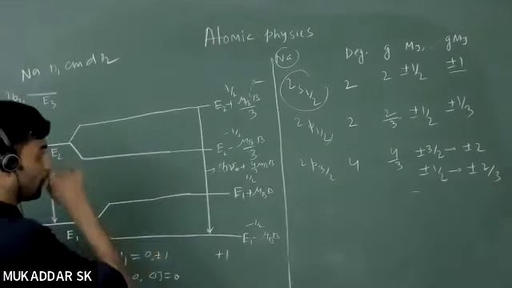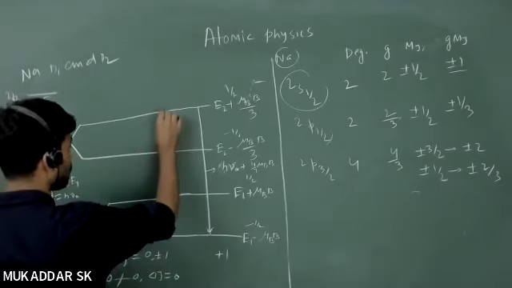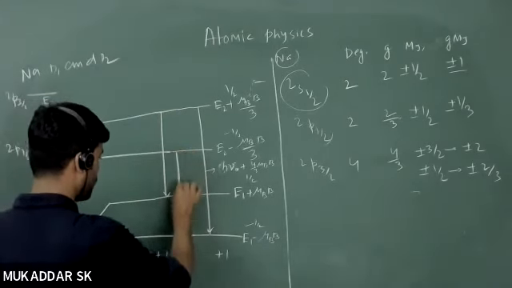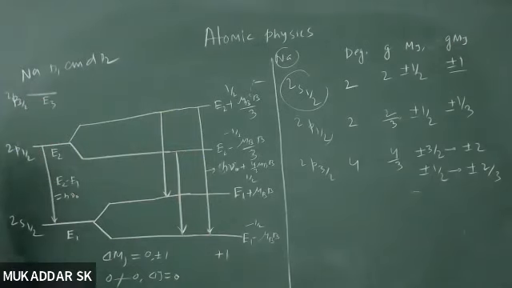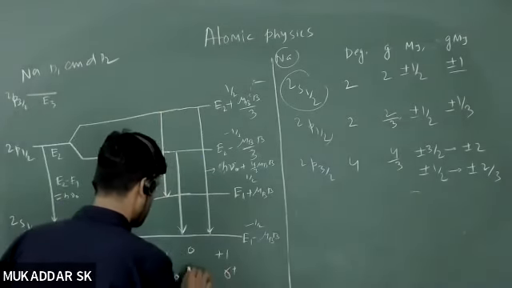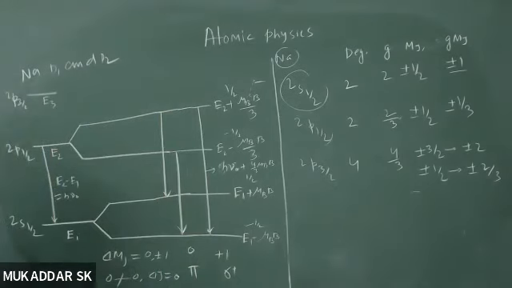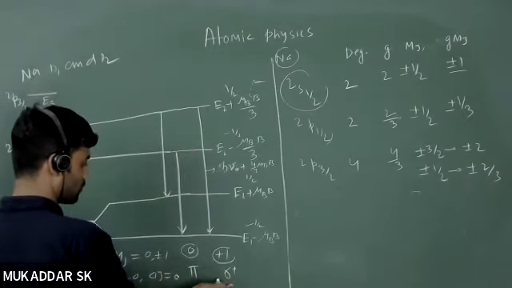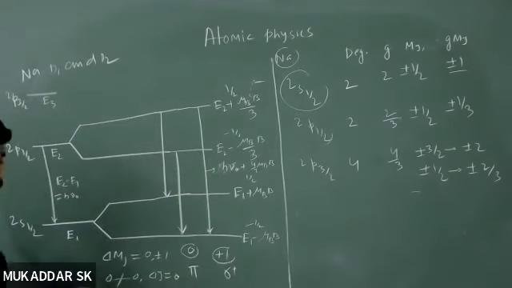Okay. Now if we apply delta mj equals 0, then plus half to plus half is possible, and minus half to minus half is possible. There will be two lines corresponding to delta mj 0. Or you can say this corresponds to sigma plus, this corresponds to pi. Sir, won't minus half to plus half happen? Minus half to plus half, yes, that delta mj will be minus 1. So first I have applied delta mj plus 1, then delta mj 0. Plus 1 corresponds to sigma plus, 0 corresponds to pi. Now I'll apply delta mj.